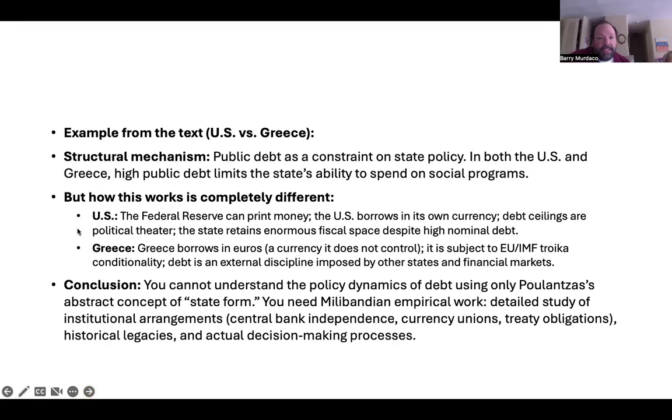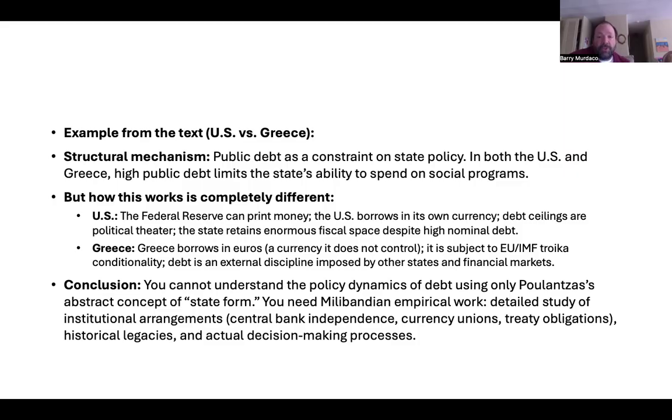Example from the text, US versus Greece. Public debt. After this, we'll then move into talking about healthcare. But just to flesh it out a little bit more, consider public debt as a constraint on state policy in both the U.S. and Greece. High public debt limits the state's ability to spend on social programs. But how this works is completely different.